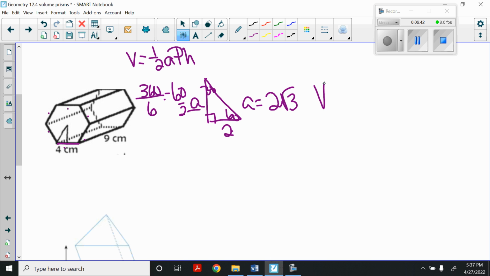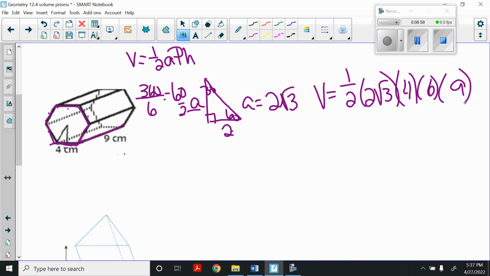So my volume is 1/2 my apothem, 2 square roots of 3, times the perimeter. It has 6 sides, and each side is 4, so 4 times 6. And then the height of the entire prism, which is 9. Now for this volume, I want to multiply all of that together. And when I do, I end up with 374.1 cubic centimeters.